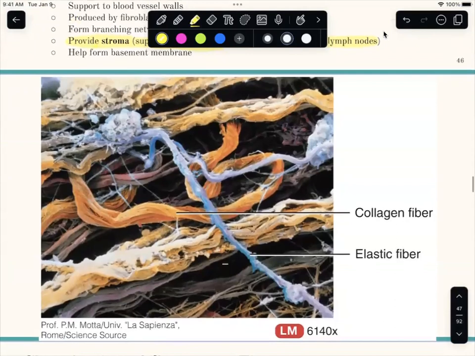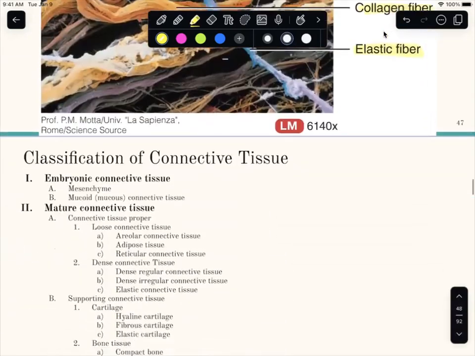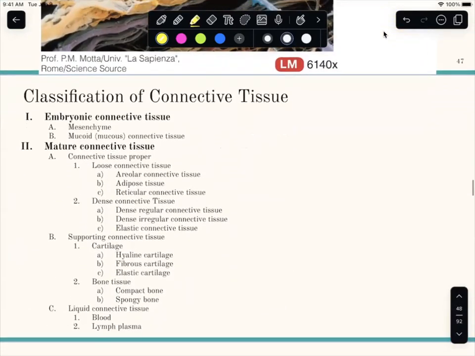So here's a nice electron micrograph. I love to look at these because you get really good views of what you're really looking at. So you can see these collagen fibers versus these smaller elastic fibers. Kind of give you a different idea of what you are looking at. So this is all the different types of connective tissue we're going to go through. It's quite a bit. So let's get started.